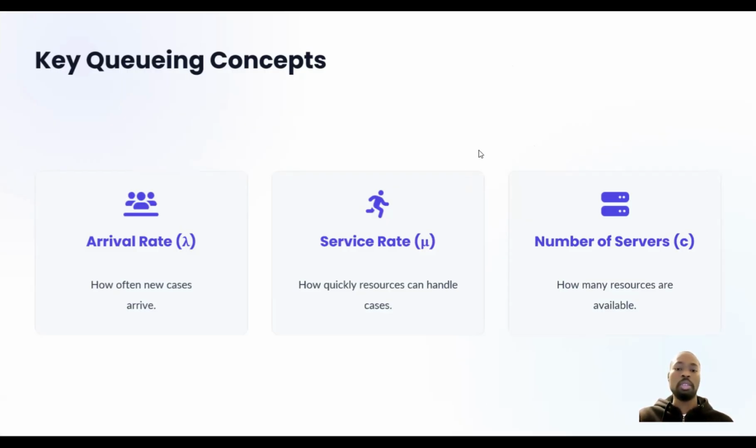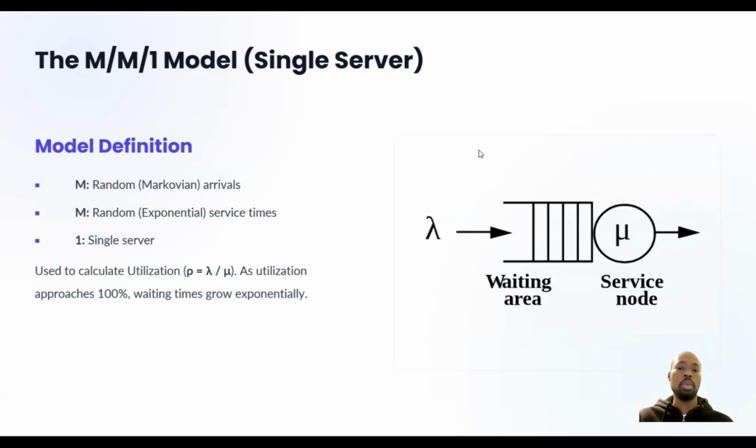So the chapter gives us two queuing models, and the first is the M/M/1 model, which is a single server. The first M means arrivals are random, and the second M means the service time follows an exponential distribution, and the 1 represents one server.